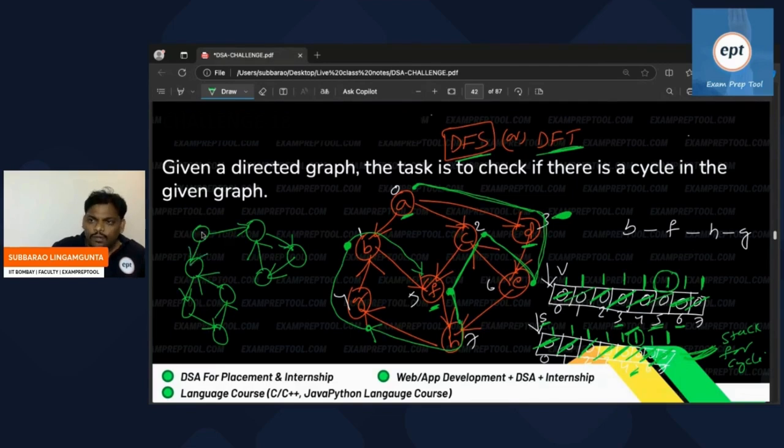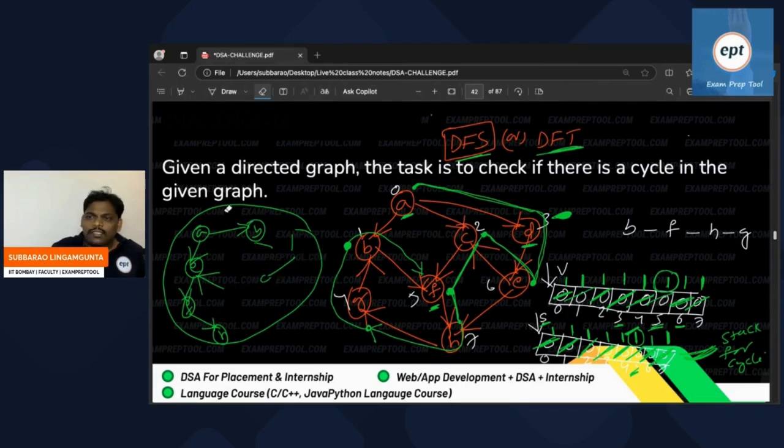Now see, it is A, it is B, it is C, it is D, it is E, it is F, it is G, and it is H. This is the graph. Everyone observe. This is the graph, because of lack of space.